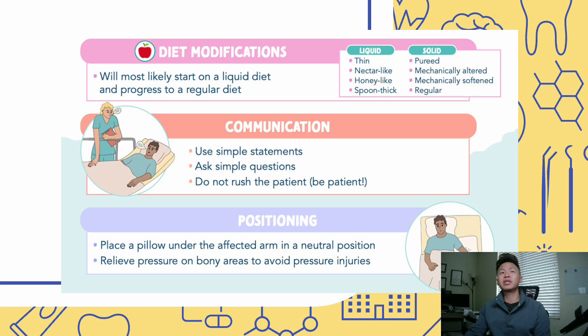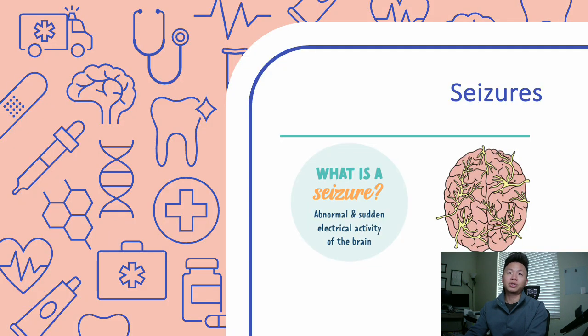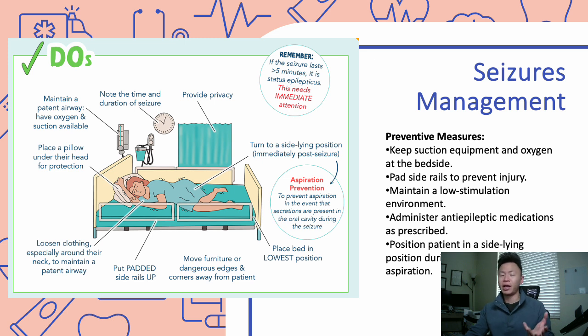I've got a different list here of diet modifications. Big thing is communication for those patients. So I'll let you guys read through this. Make sure you note this down. And then seizures. Note down what you need to do for a seizure. NCLEX loves asking about seizures. What do we do? What do we not do? Right? Know your seizure precautions.